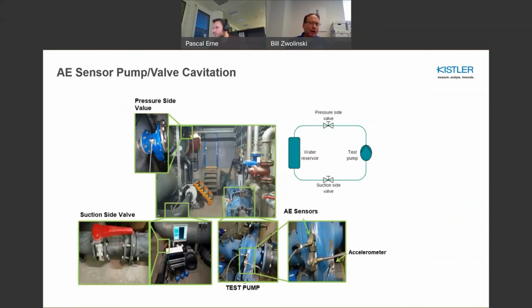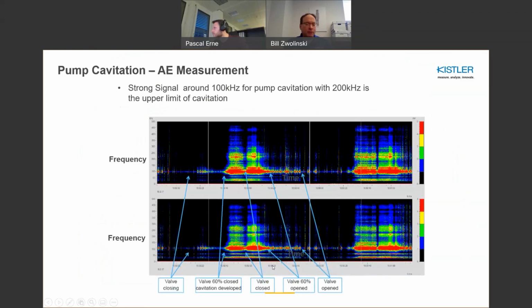Also, with pumps and valves, AE sensors are used. In this case, we were really looking at the AE sensors on the test pump for this closed system. And this is an example of a spectrograph. It gives you time and frequency domain, and the amplitudes are really dictating. Red is obviously the high strength or higher amplitude, where blue would be lower.